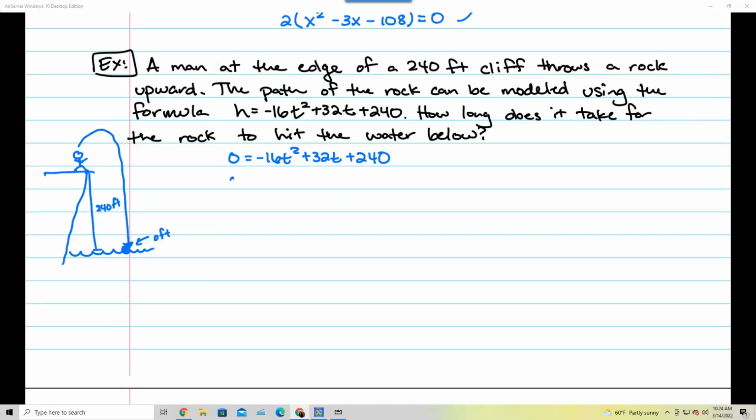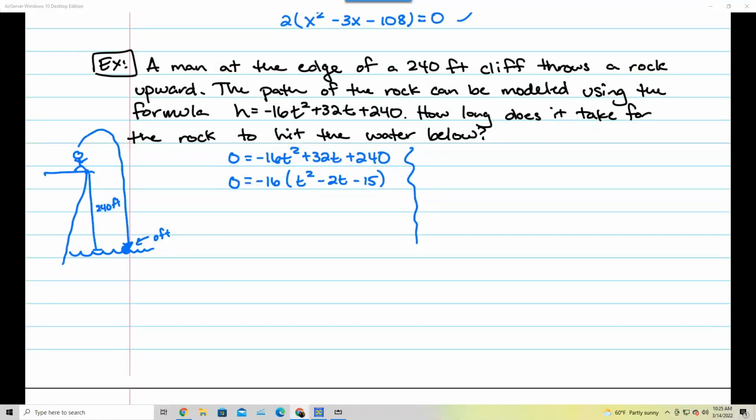That means I get 0 equals, and because I have a leading term of a negative, I want to factor out a -16. So this is going to be -16 parentheses. And how do I get this back? Well, that's going to be a t squared minus a 2t, and this one becomes a -15. So instead of factoring something that had a 240, really we're factoring something that has a 15.